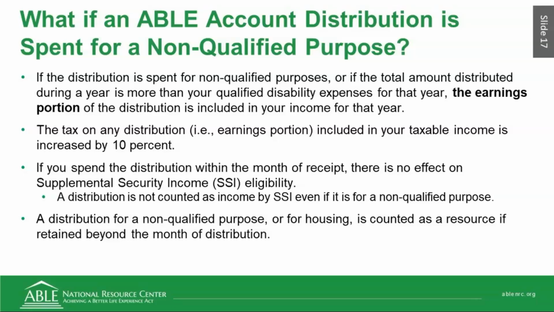One more example, and then I'm going to turn it over to Marlene. If you take money out for any other qualified disability expense other than housing, and that money's still in your possession as of the first of the next month or for several months, no penalty, doesn't count as an SSI resource unless you've had a change of mind and now the money's just sitting there. In that case, it's going to count as a resource. Way around that, if you've changed your mind, put it back in the ABLE account. That's allowed.